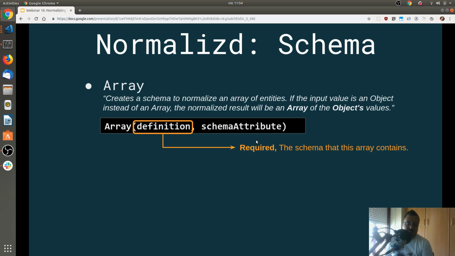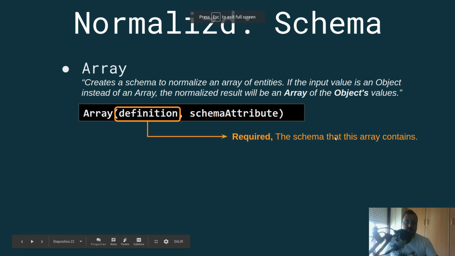So these are the 5 types of schemas we have. And we have the first one, the array. It creates a schema to normalize an array of entities. It's just that, okay? Instead of an entity, we create an array of entities, and of course, we can pass an object, and instead of an array, the result would be an array of the object's values, okay? But just think about it as creating a schema to normalize an array of entities. So it needs two arguments. Let's put this on the whole screen, just hoping we don't need to reference it again.